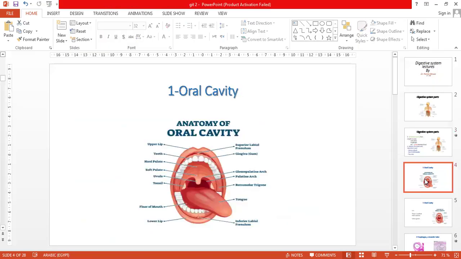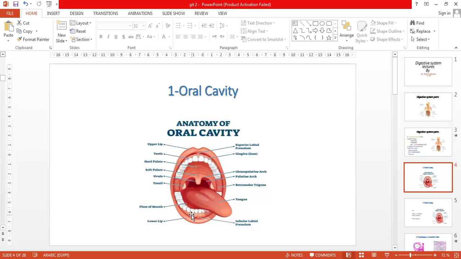Now the anatomy of the oral cavity. The oral cavity consists of different parts: the lips, cheeks, palate, tongue, and teeth. In students of human medicine, we don't discuss the histology of the teeth, but in the dentistry faculty, they discuss the histology of teeth. And the gums also belong to dentistry.